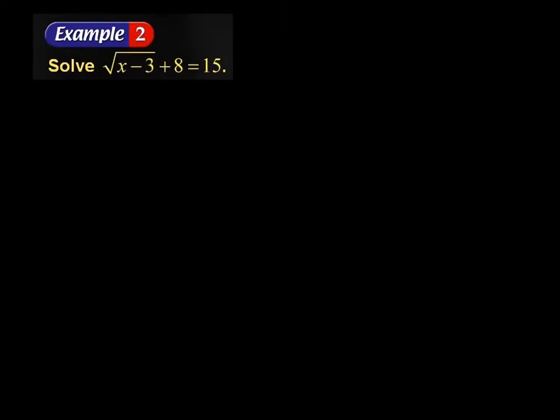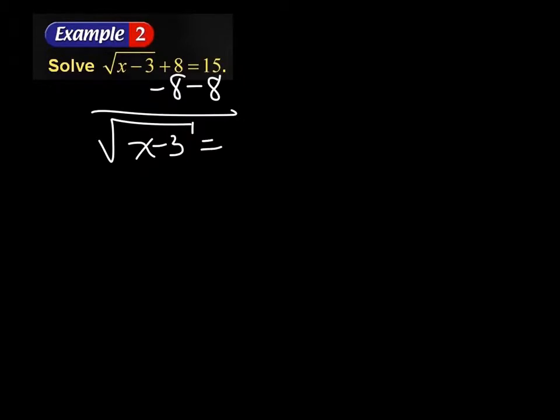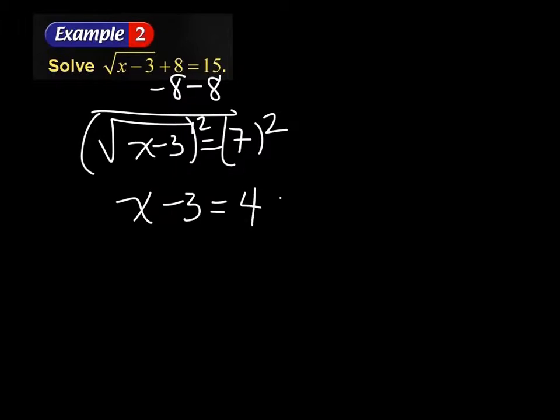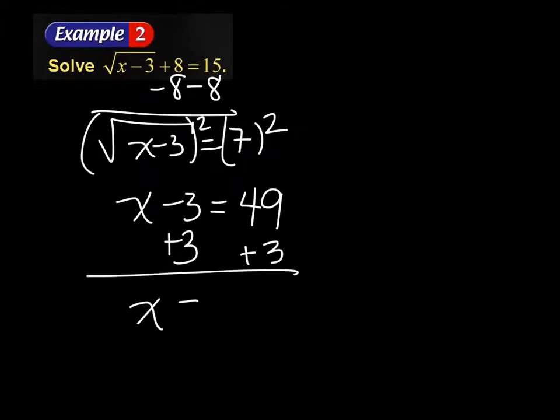I like directions like this. Solve. So to undo plus 8, I'm going to subtract 8 from both sides of the equation. And I can put that little stop sign in my radical so I see where it ends. And then to undo square root, I'm going to square both sides of the equation. So I have x minus 3 equals 49. To undo minus 3, add 3 to both sides of the equation. So I get x equals 52.